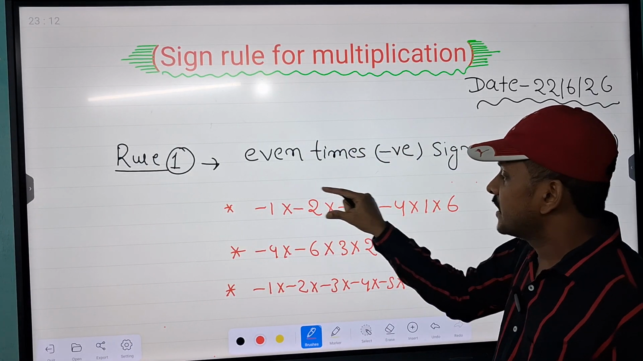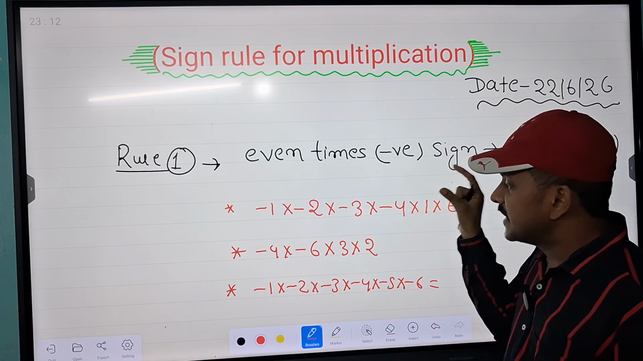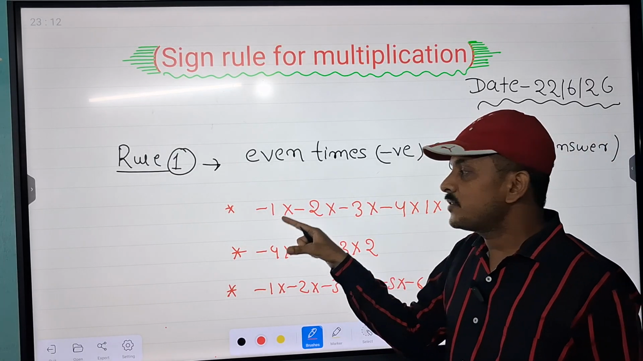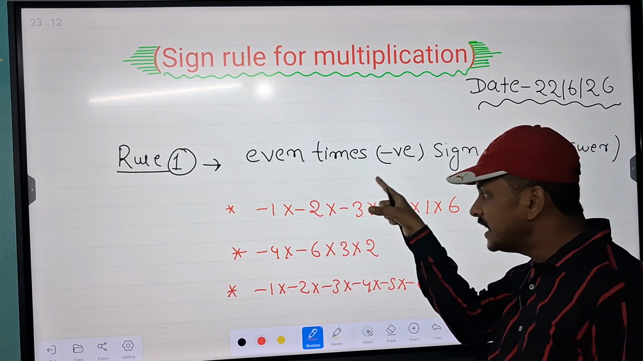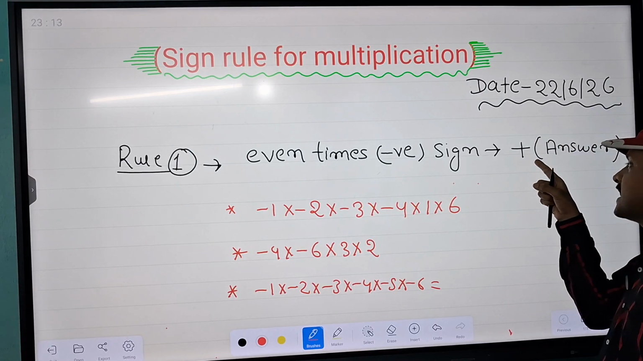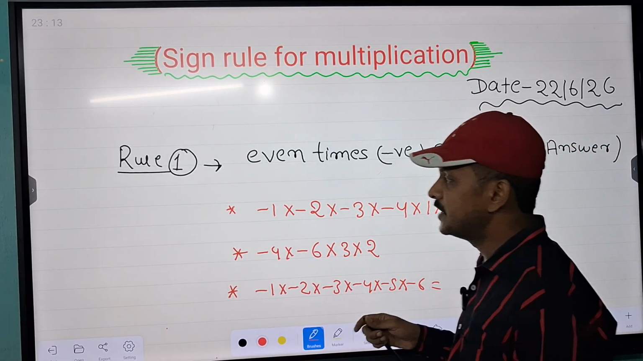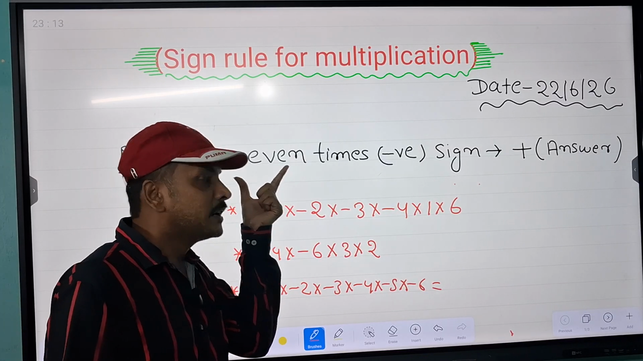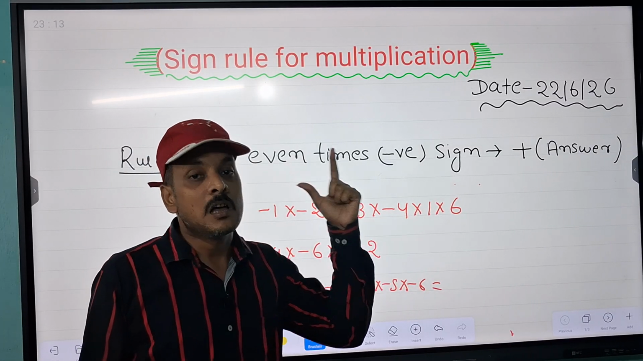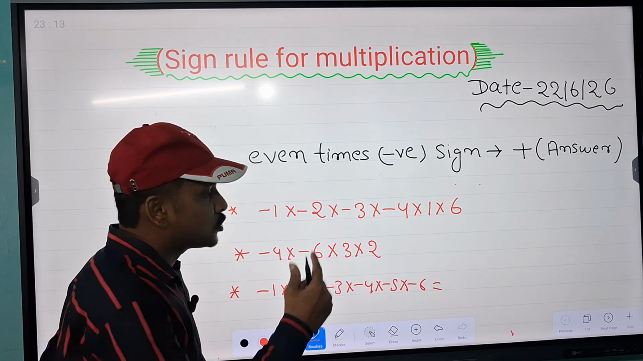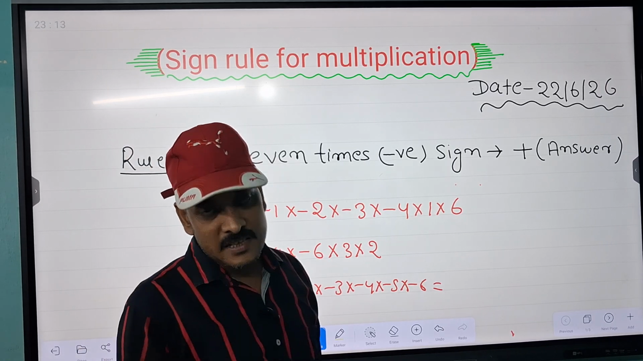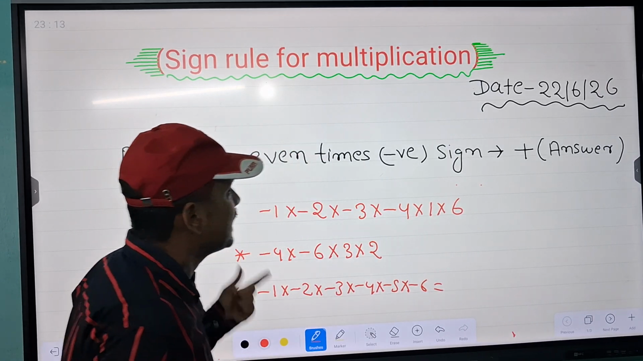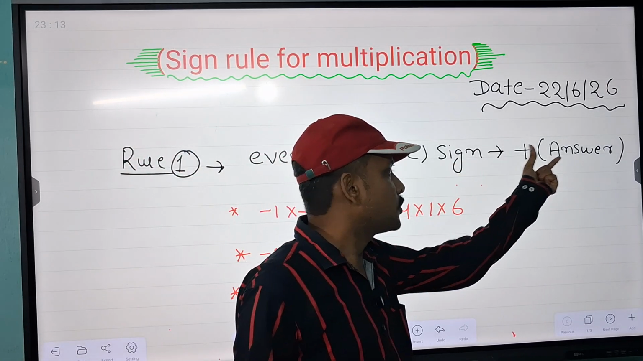That means if in all the terms the number of negative signs is even, then the answer is positive. I mean, rule 1 is if the number of negative signs is even, that means 2 times, 4 times, 6 times, 8 times, that means the answer is positive.